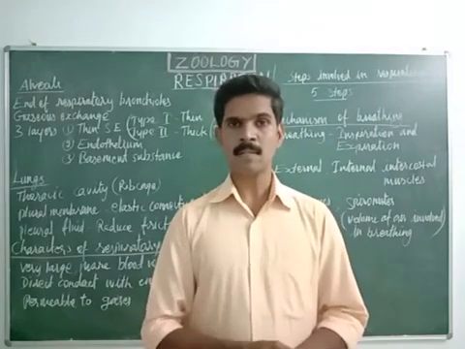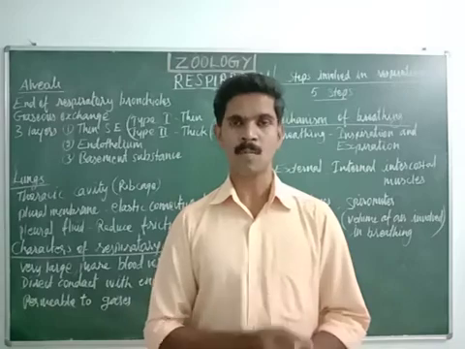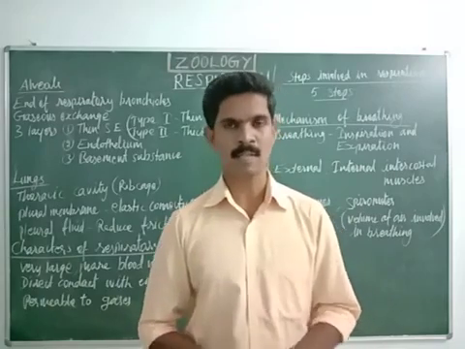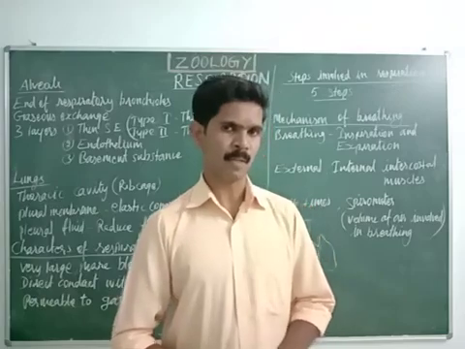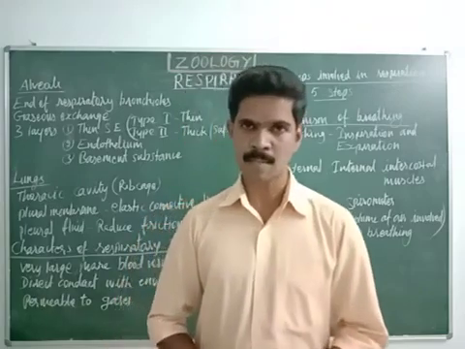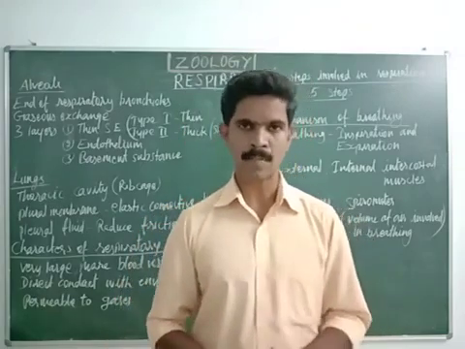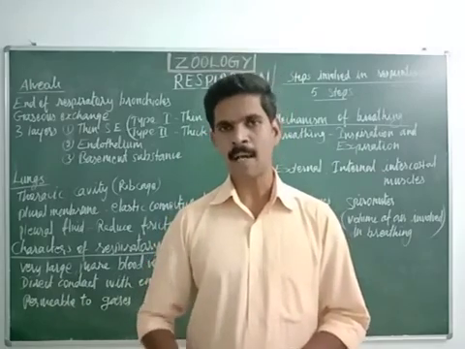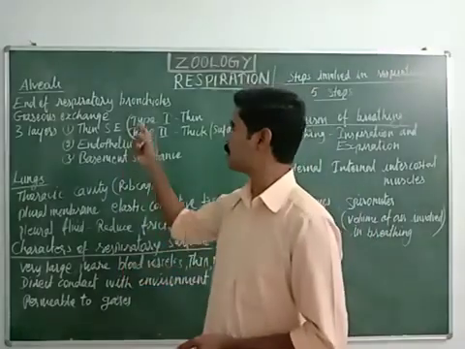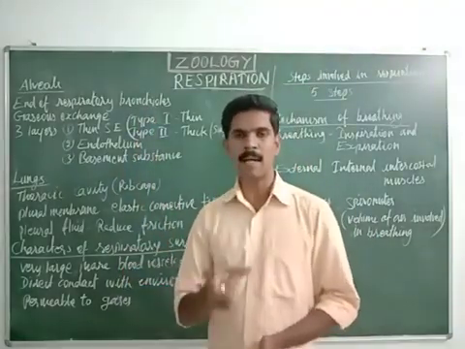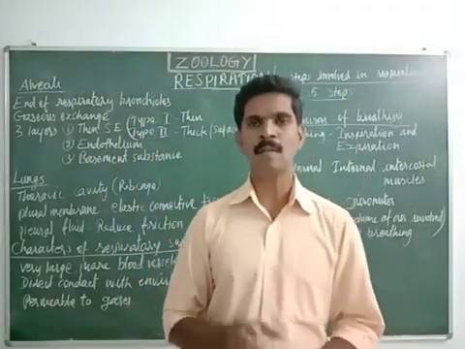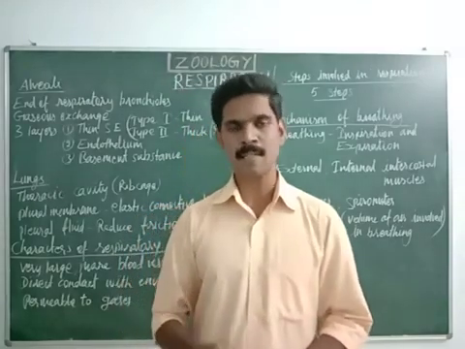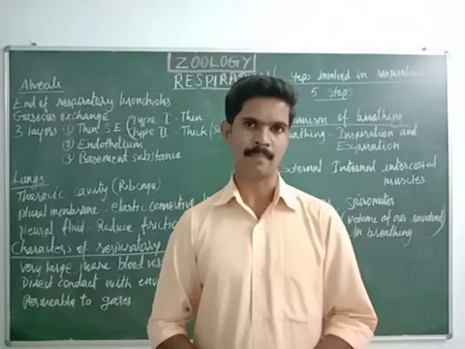Then these branches are again divided into two types of bronchioles: one is the terminal bronchioles and the second is the respiratory bronchioles. These are the two bronchioles present inside the lungs. Then at the end of the respiratory bronchioles, a bag-like, thin-walled sac-like structure is there. This sac-like structure is called alveoli.